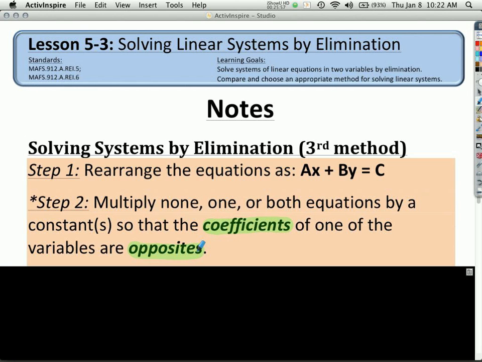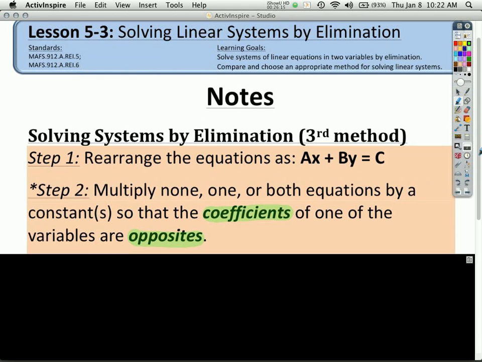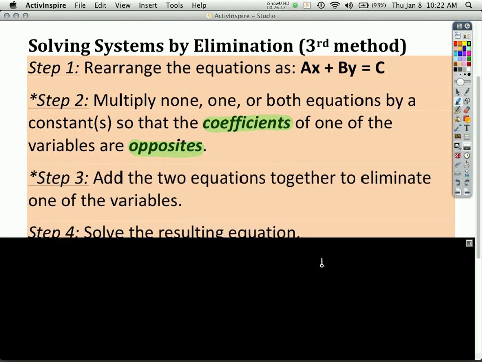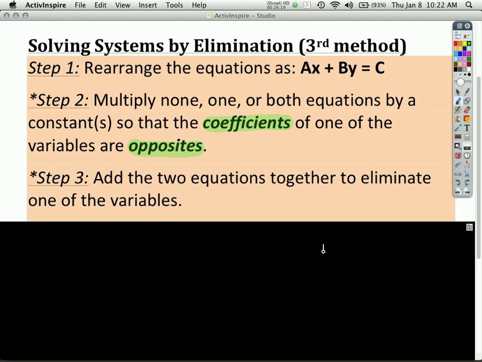And we're going to do this by a few different possibilities. We may multiply one equation by something. We may multiply both equations. We may not have to multiply either equation by anything. So again, step 1, that's not new for you. Step 2 is. From there, we add the two equations together. That we've never done before. So I put a star next to it.